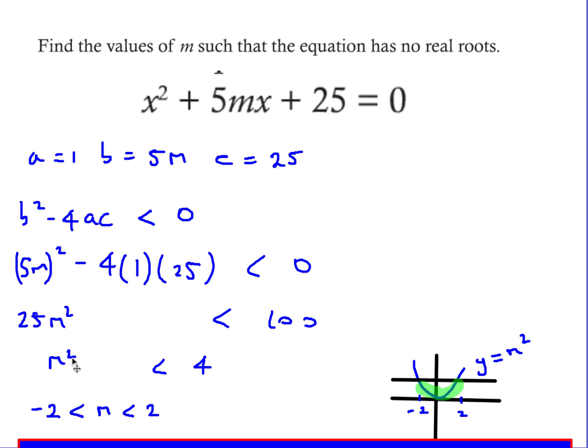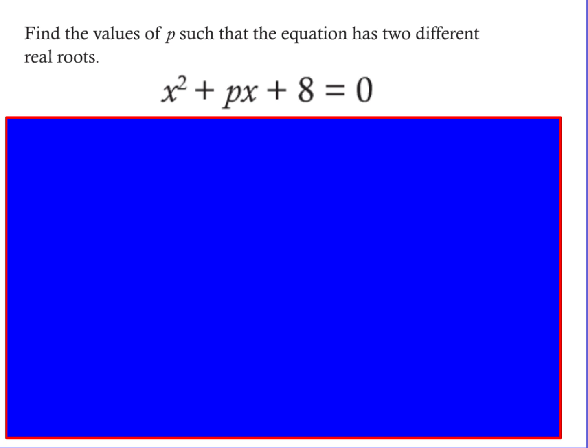And then when is my graph of m squared less than the line for 4? Well, it's between those two. Therefore, m is between negative 2 and 2. Okay, two more, I think.